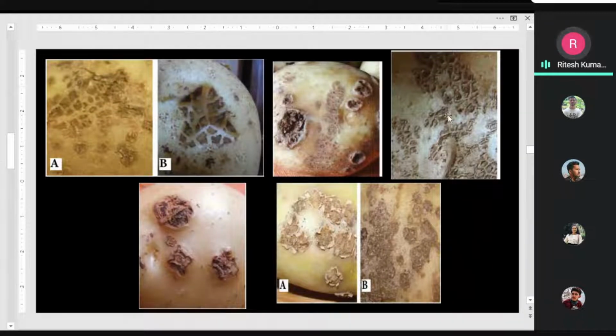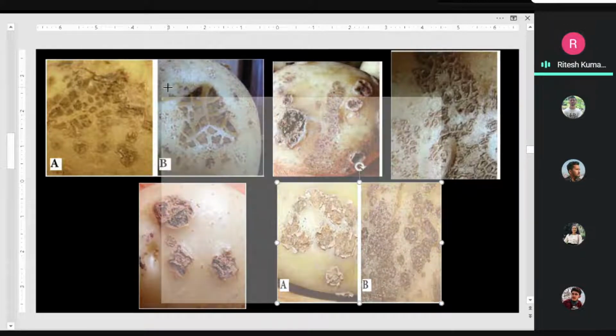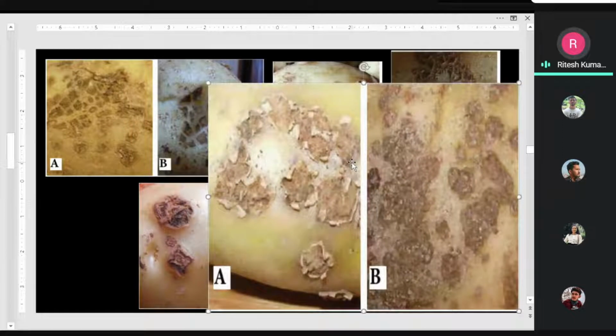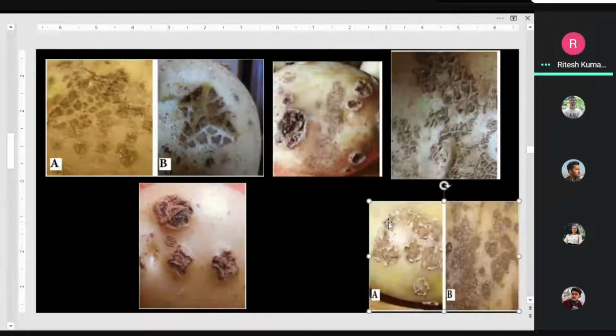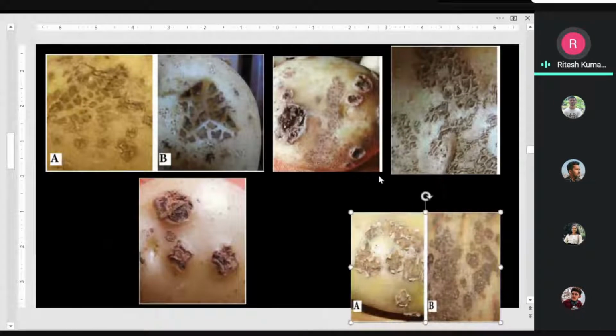So some scab are deep pitted. This one is powdery scab, which is more problematic in the western hills of Nepal. That is caused by another fungus, which is known as Spongospora subterranea. We will discuss powdery scab as well. So अहिले यसलाई छोडिदिनुहोस्. So different kinds of symptoms.